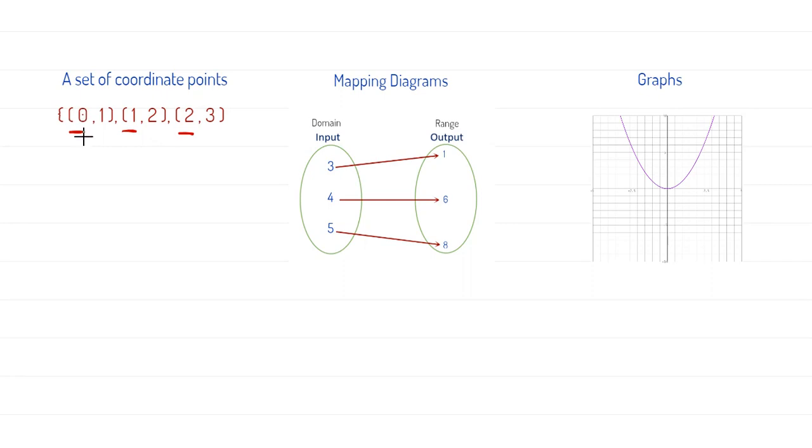I only see 1, 0 input here, and it only gives me one output. I only see x equals 1 one time, so it only gives me one output. I only see x being 2 one time. That only gives me one output.